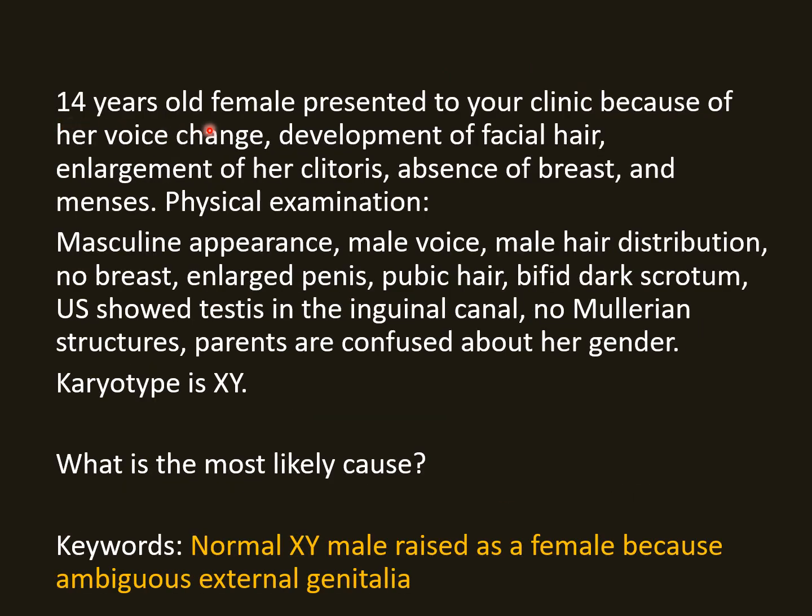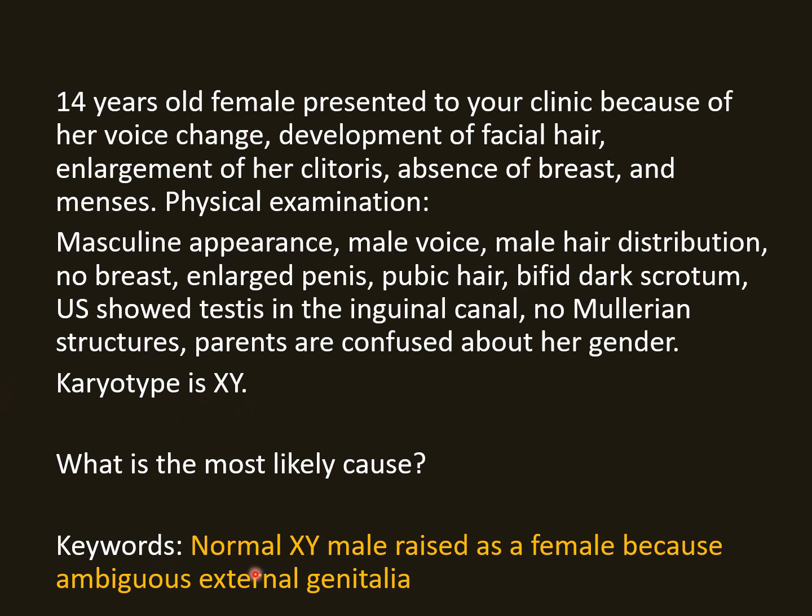This is a 14-year-old female presented to your clinic because of her voice change, development of facial hair, enlargement of her clitoris, absence of the breast, and menses. Physical examination is significant for masculine appearance, male voice, male hair distribution, no breast, enlarged penis, pubic hair, bifid, dark scrotum. Ultrasound showed testes in the inguinal canal, no Mullerian structures, no uterus, no fallopian. Parents are confused about the gender of the child, and the karyotype is XY. What is the most likely cause?